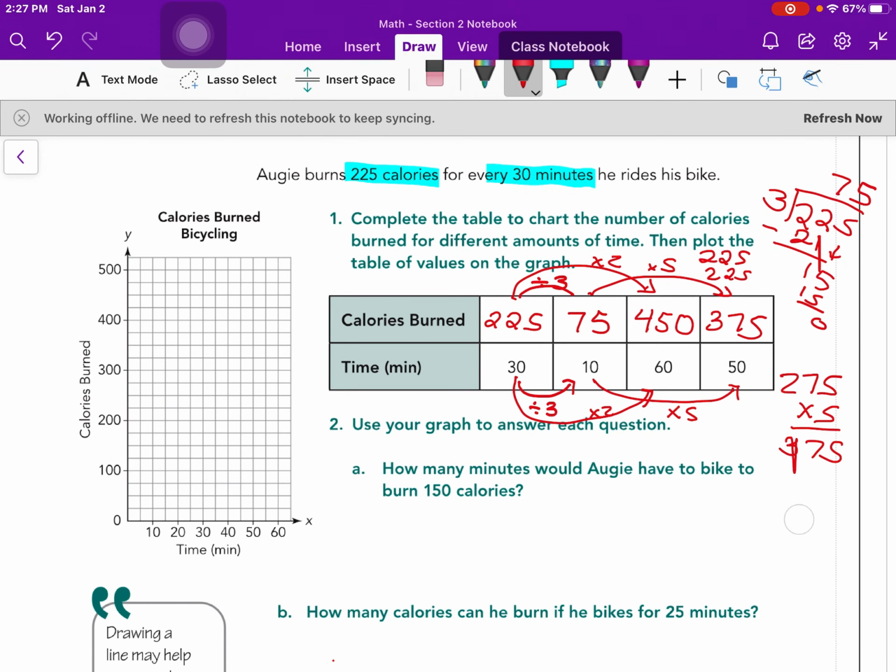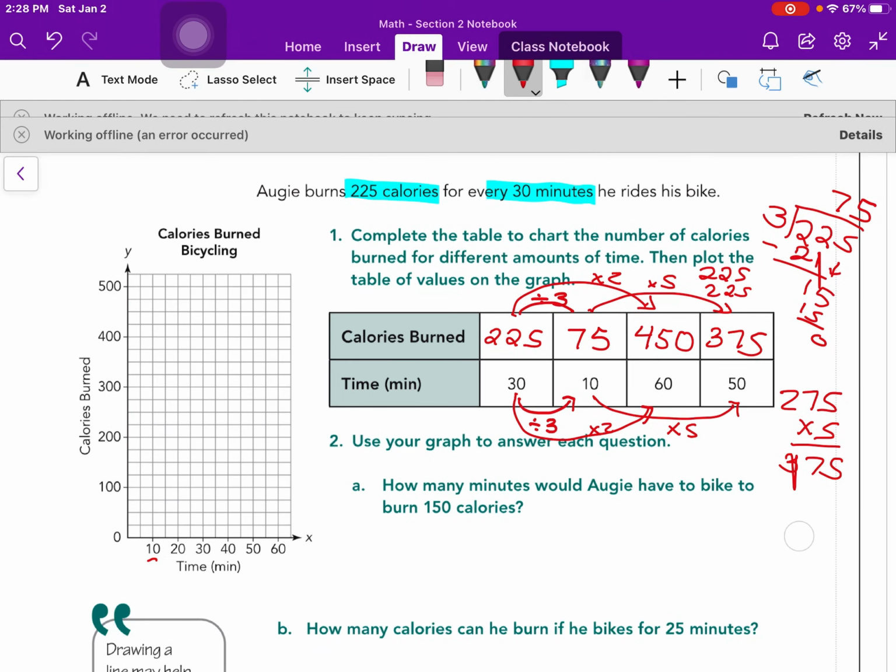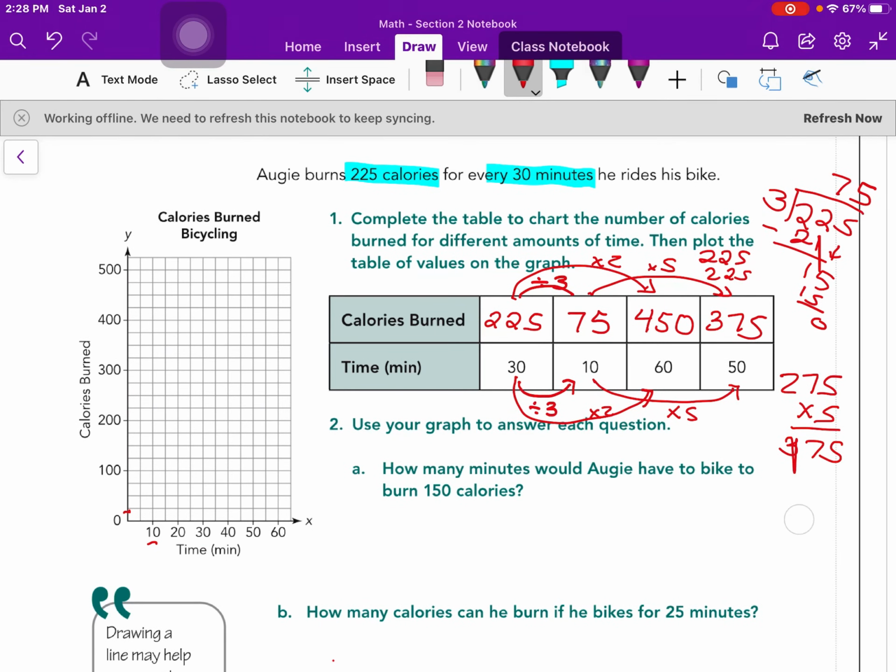Okay, and they also would like us to plot these on the graph. So let's do that. Let's start with, first one listed here is 10 minutes, and we said 75 calories. So if this is 100, each one must be 25, 50, 75. So 75 must be right there for my 10.